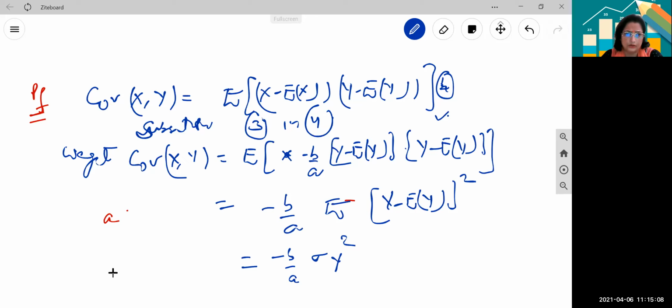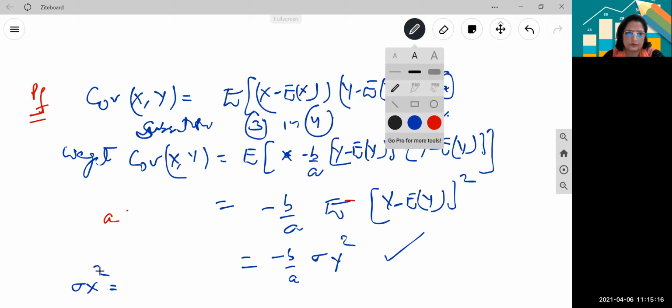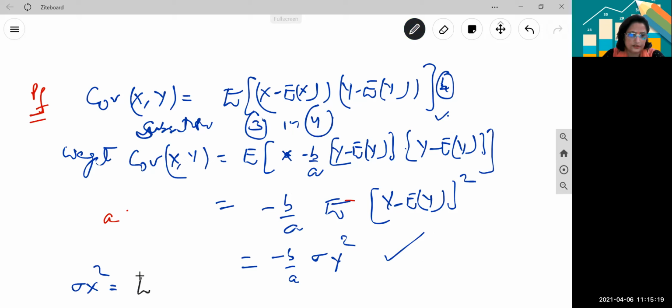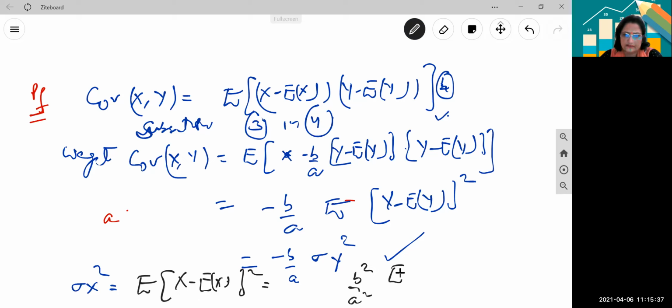Similarly, we have found the value of covariance between x and y. Now we will find out sigma x square. So what is sigma x square? This is equal to expected of x minus expected of x its whole square. So you will substitute the value. We have the value of x minus expectation of x as minus b by a into y minus expected of y. So this becomes squared: b square upon a square into expected of y minus expected of y its whole square. So that becomes b square upon a square sigma y square.